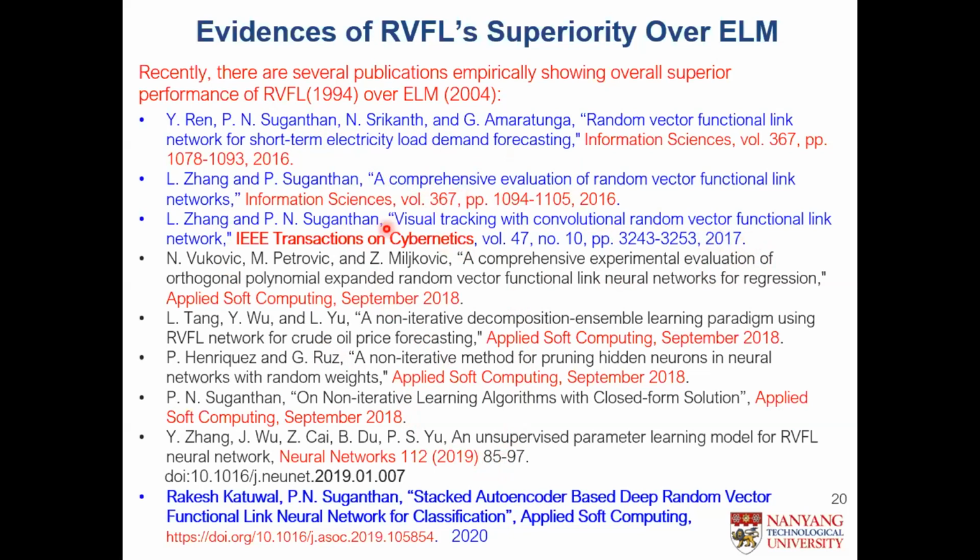The 2017 version is for visual tracking with randomized convolutional network. So, convolutional random vector functional link, and that is for visual tracking. It was published in IEEE Transactions on Cybernetics in 2017. In this paper also we compared RVFL and ELM, and we found the RVFL was better, and we had several layers of randomized convolution. So this is more like a deep network as well, because we have multiple layers of randomized convolution.